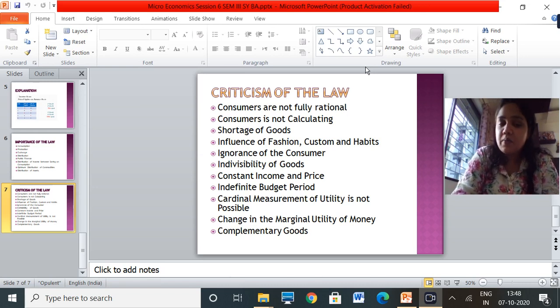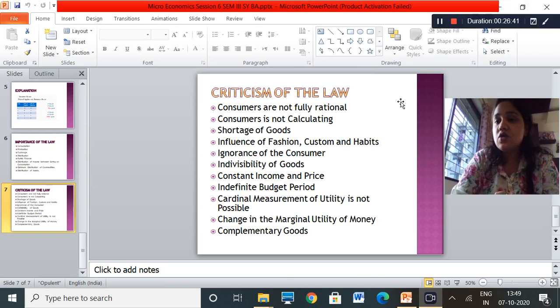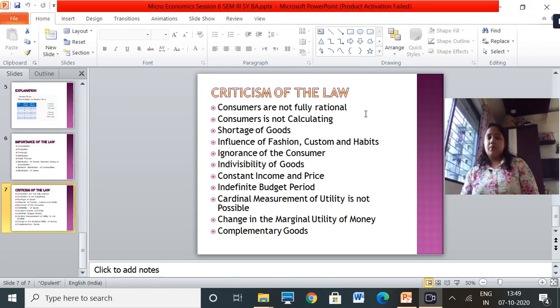Say for example, you're buying goods together. Complementary goods are those goods wherein one good is incomplete without the other. If I buy a car, I have to buy petrol. If I buy a pen, I obviously have to buy the refill of that pen. So these are called complementary goods. Now these goods are very difficult to study in case of your law of equimarginal utility. So these are certain criticisms of the law in which your law does not work properly.